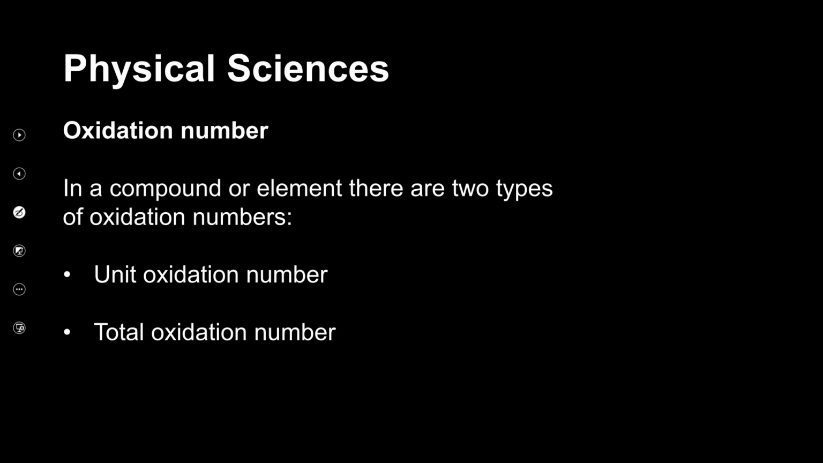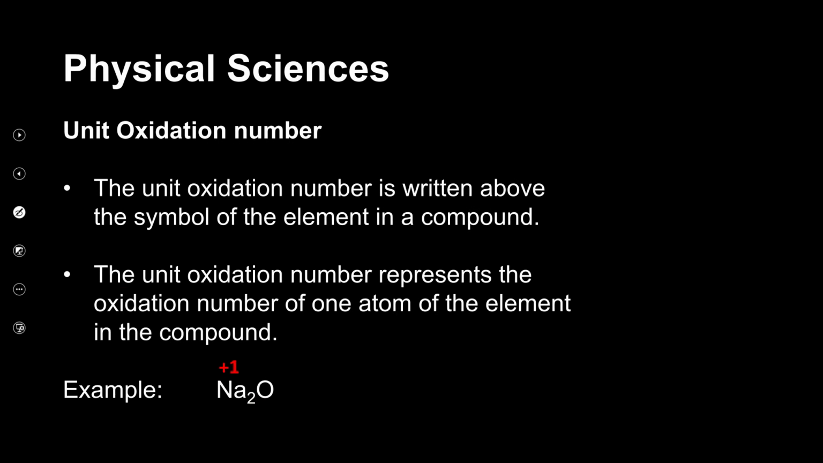Okay, so in a compound or an element, there are two types of oxidation numbers. We've got a unit oxidation number, which has to do with an element, and the total oxidation number, which has to do with a compound, or it relates to an element where it has got more than one. But hence, focus is on total and unit, right? If we talk about the unit oxidation number, it is written above the symbol of an element of a compound. Now, for argument's sake, let's look at the unit oxidation number of sodium. Sodium is in group 1, so its unit oxidation number is +1.